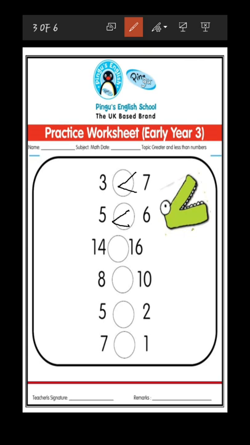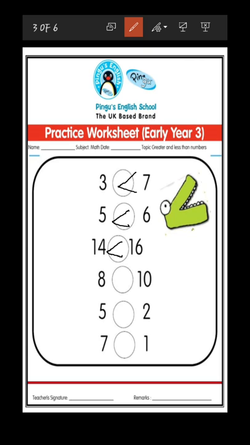Next is 14 and 16. 14 is less than 16 and 16 is greater than 14. So 14 is the lesser number and 16 is the greater number. So we can open the mouth towards 16 because this number is greater and 14 is the lesser number.